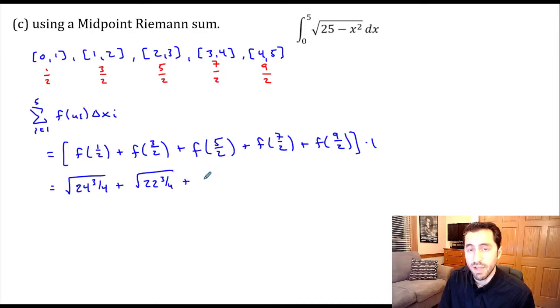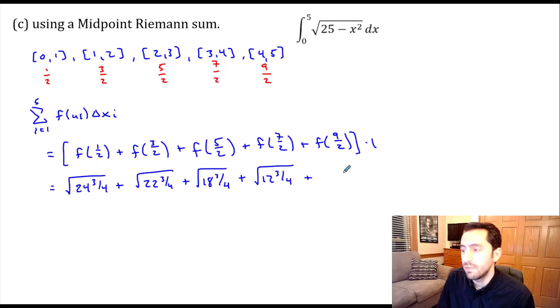If we plug in 5/2, that's going to give us the square root of 18 3/4. If we plug in 7/2, we're going to end up with the square root of 12 3/4. And our last one, if we plug in 9/2, it's going to be 25 minus 9/2 squared, which is 81/4, or 20.25. So 25 minus that, we end up with 4 3/4, and it is the square root of that. And all of these would be multiplied by the width, which is 1.